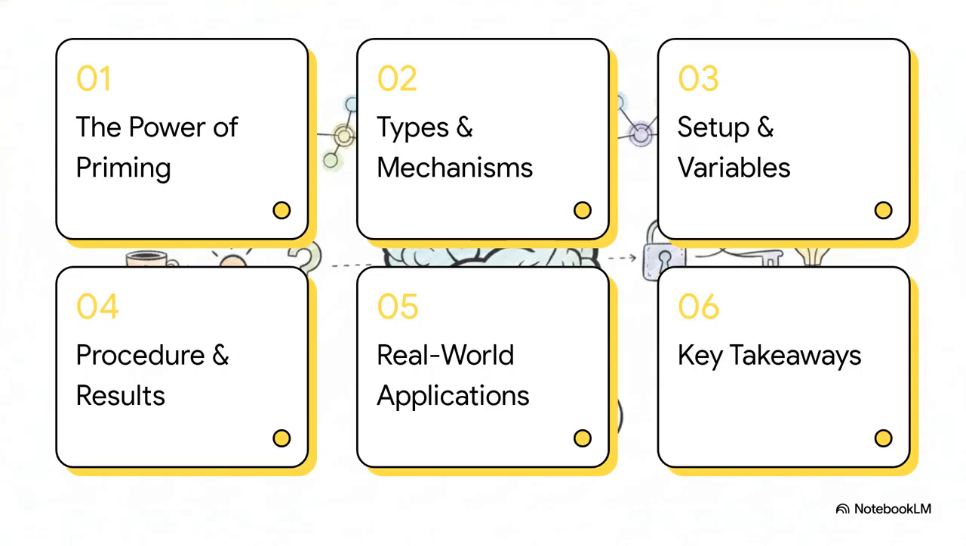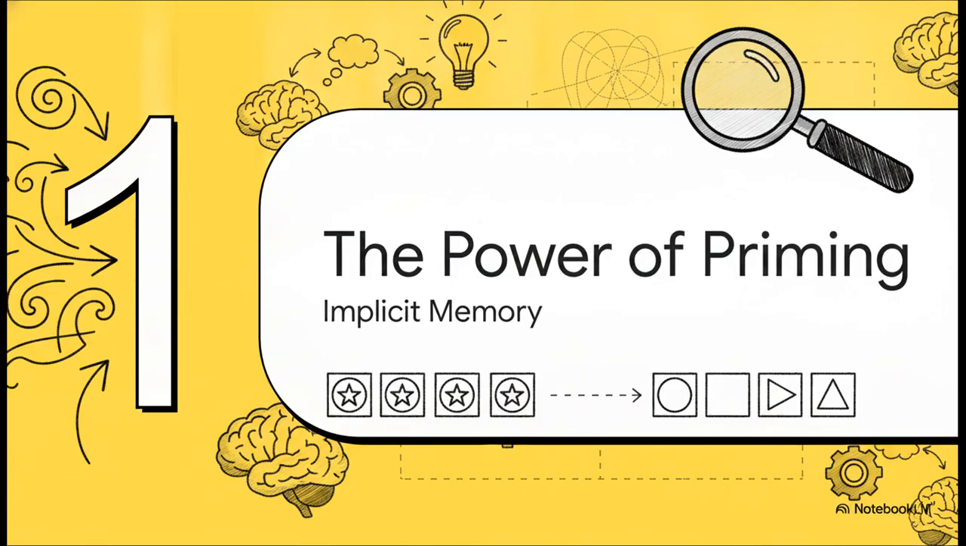Okay, let's dive right into this and map out our journey. Today we're covering 1. The power of priming, 2. Types and mechanisms, 3. Setting up the experiment, 4. Procedure and results, 5. Real-world applications, and finally 6. Key takeaways. Section 1. The power of priming.